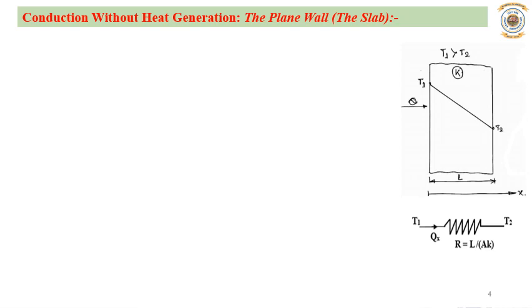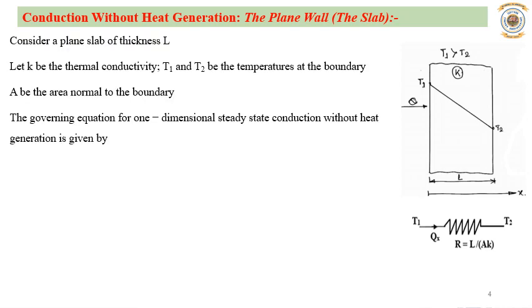The heat transfer Q is normal to the area A, or A is the area normal to the heat flow Q, and you can draw a resistance circuit as shown in the figure. The resistance R is equal to thickness divided by area into thermal conductivity, R is equal to L by AK. We will see how to get this equation in detail later in this derivation. These are the considerations we have taken into account.